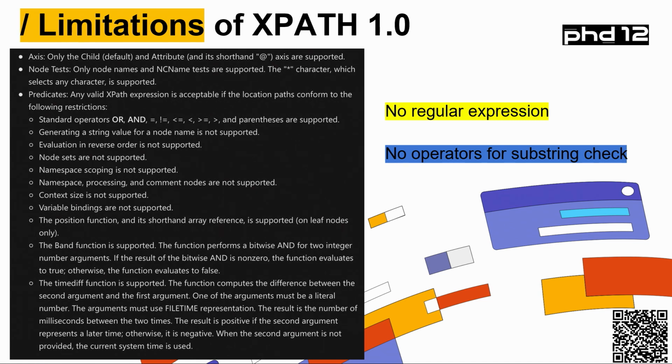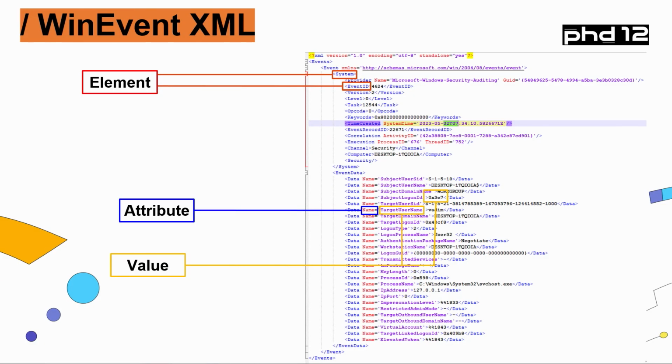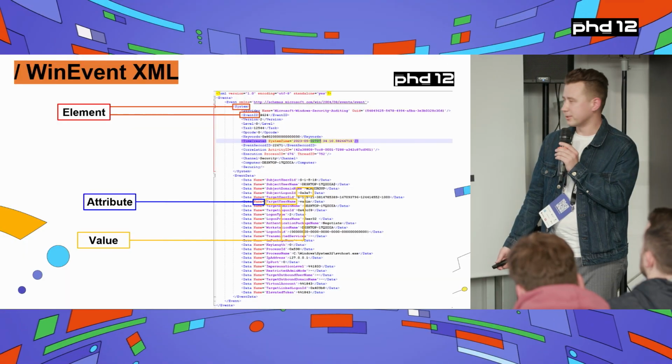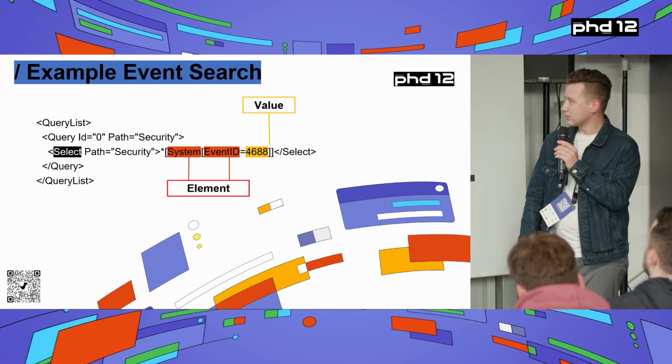XPath is also used, and its version 1.0 is used, and its functionality is not full. Some of the features are missing. Only logical operators are present, such as equal, more, less, and so forth. No regular expressions. As I mentioned before, there is no grouping as well. This is a Windows event in XML. As you can see, it comprises elements, attributes, and values. These are the key values that are required for filtering.